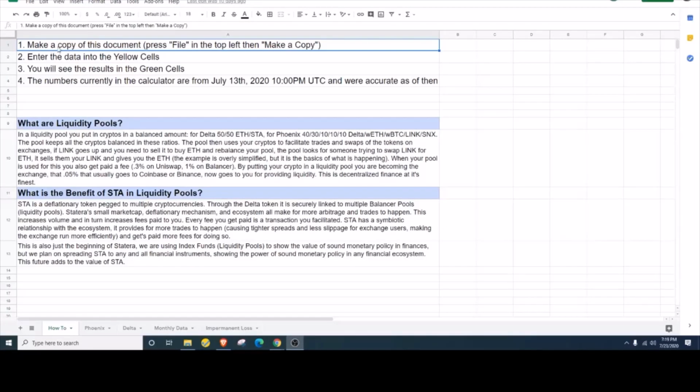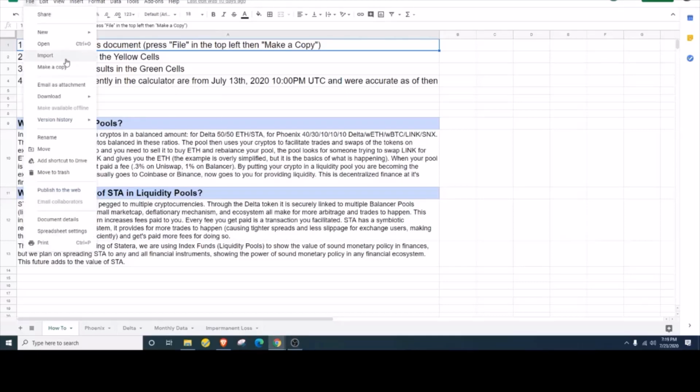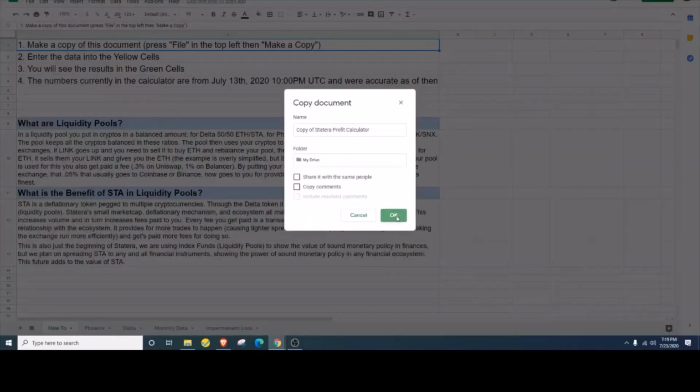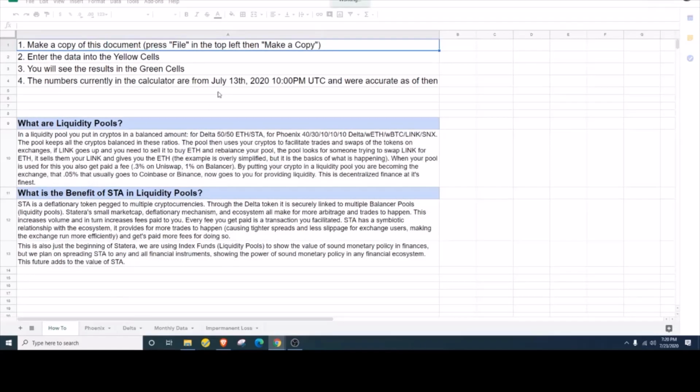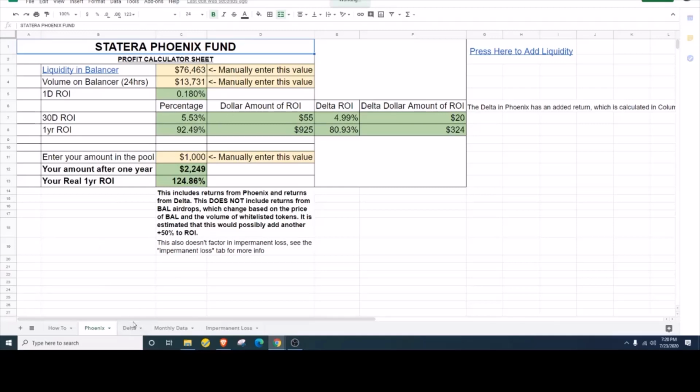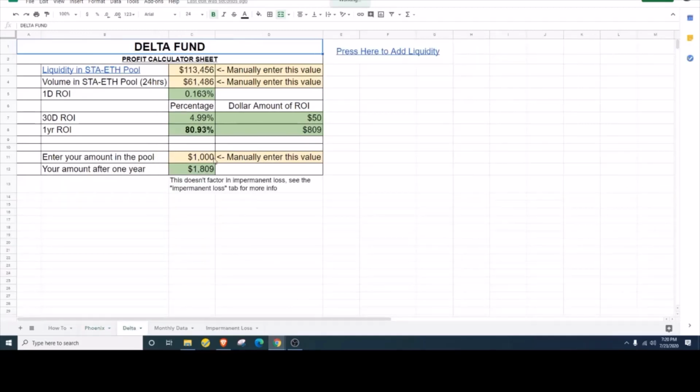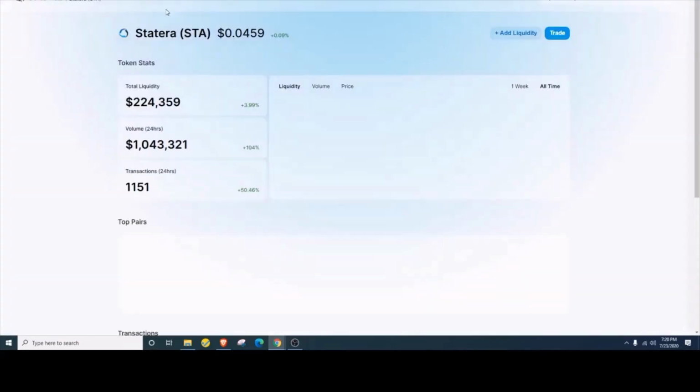So going to bit.ly/STAprofits, it takes you to the profit calculator. You can read all this if you want, but the long and the short is to make a copy. And once you have the copy, put numbers into the yellow cells on each of the tabs. For this, this has data from July 13th, which was a pretty normal day. So you can kind of see what the normal APY is. Very strong, obviously.